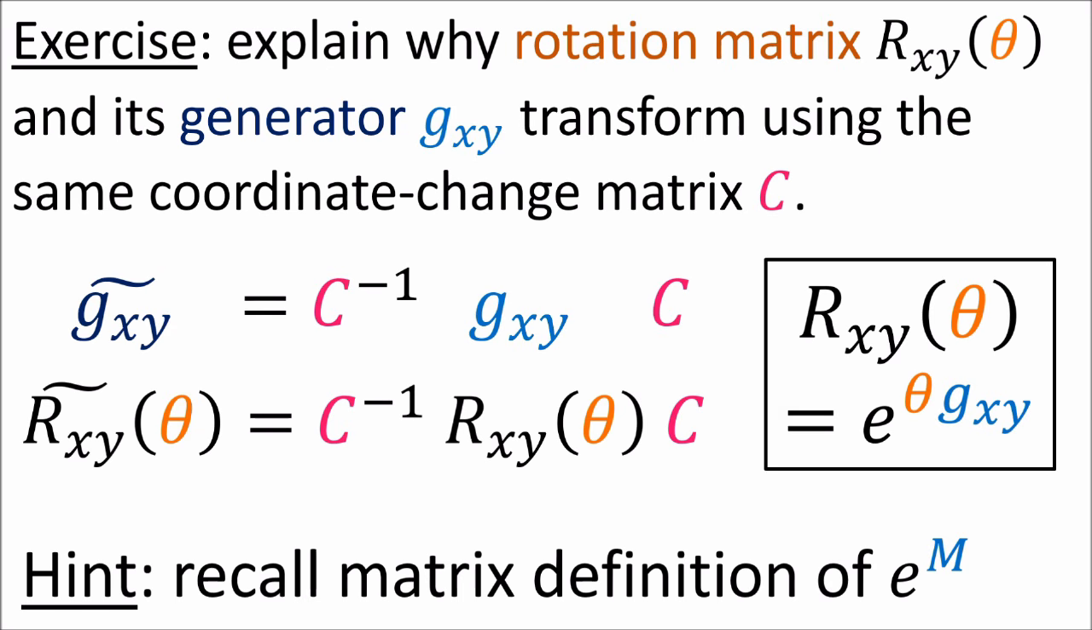As an exercise, you can try to figure out why the rotation matrix and its generator transform using the same coordinate change matrix C. As a hint, remember to look at the Taylor series definition of matrix exponentiation.